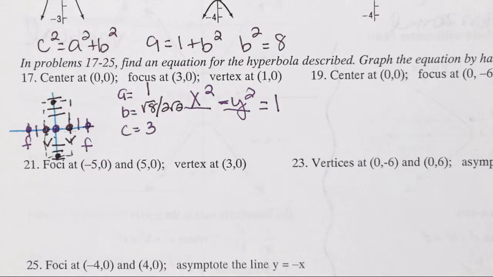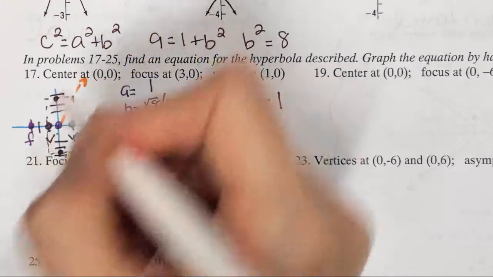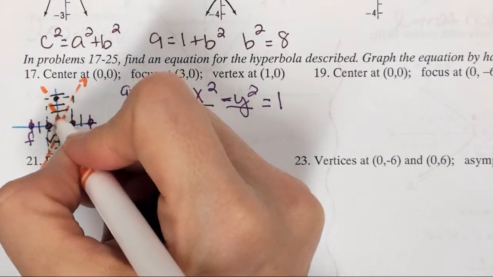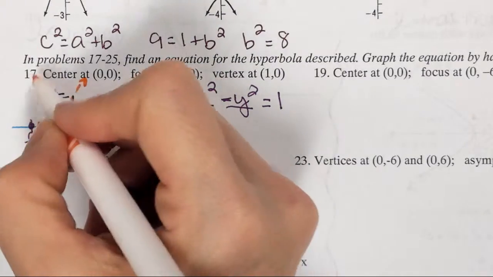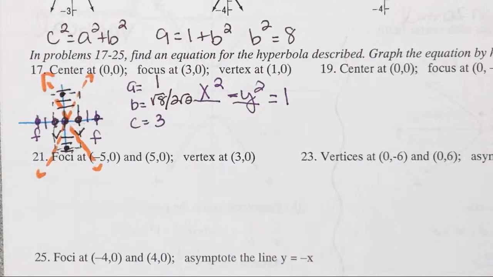And you're going to go draw your asymptotes right through the corners and right through the center. They're not asking me to write any equations right now. I'm just graphing. Let everybody catch up.